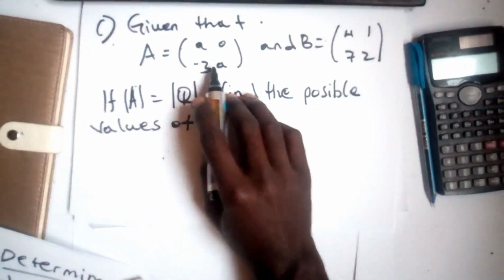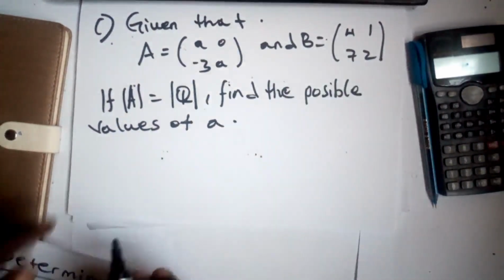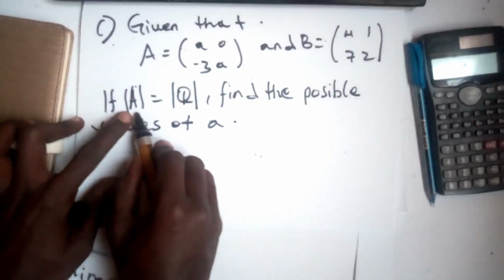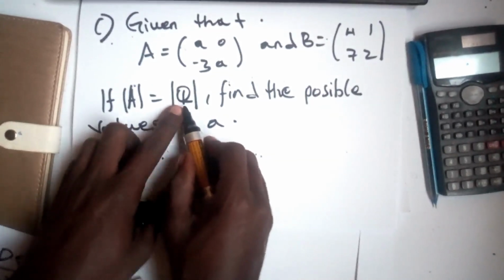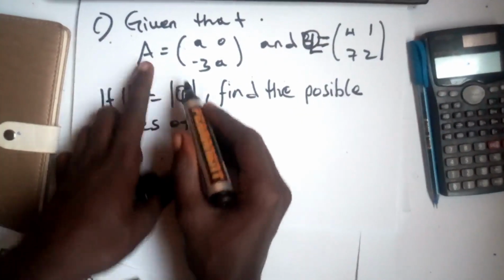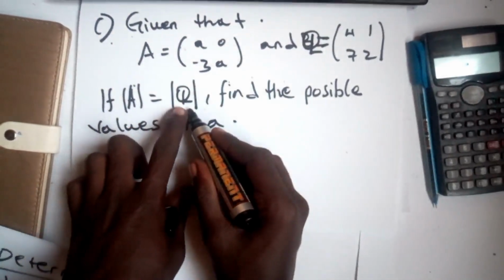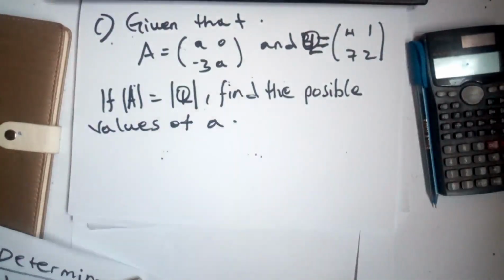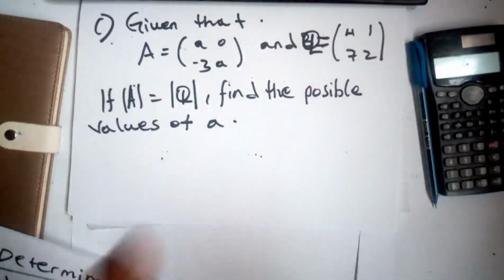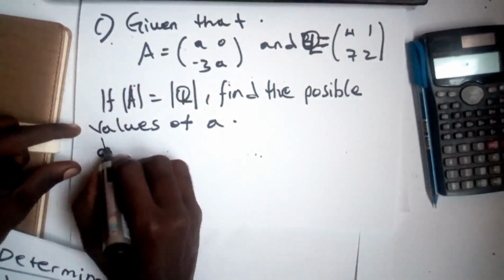We are given matrix A as that, and we are given matrix B as that. Then they are giving us more information that if the determinant of A is equal to the determinant of Q, this is a Q, sorry guys, find the possible values of a. This is very simple. What you need to do, go for the determinant of A, get it, put it aside. Go for the determinant of Q, get it, put it aside, then equate the two. Clear?